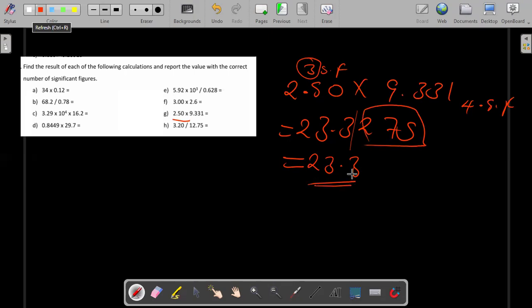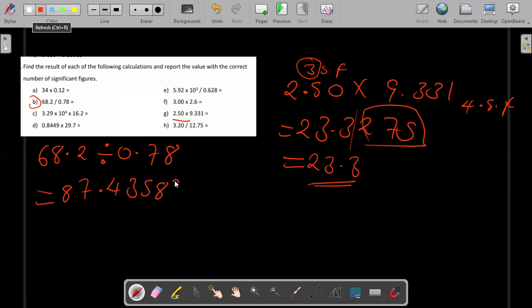The same is applied when you are dividing. So let's go to our part B. Let's say we have 68.2 and we are dividing by 0.78. What answer are you getting on B? Me, I'm getting 87.43589. This is the answer I'm getting.